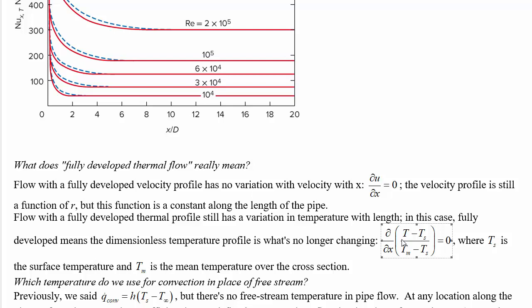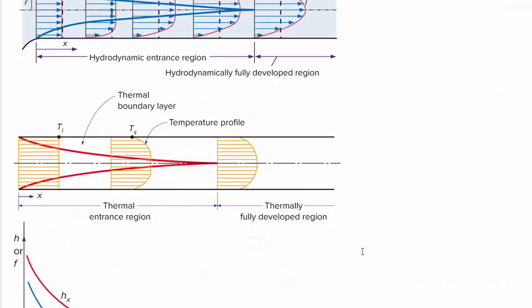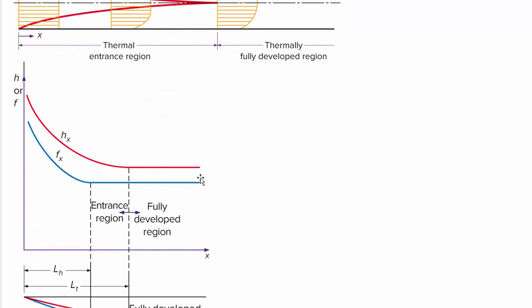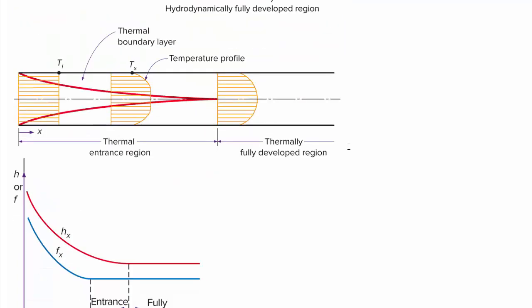So when we say it's fully developed, we're saying that the relative temperature at any point compared to the surface, relative to the mean temperature compared to the surface temperature, is not changing anymore in the length direction. And that means that the shape of the profile is the same, so the convection coefficient will be a constant as we are in the fully developed region.